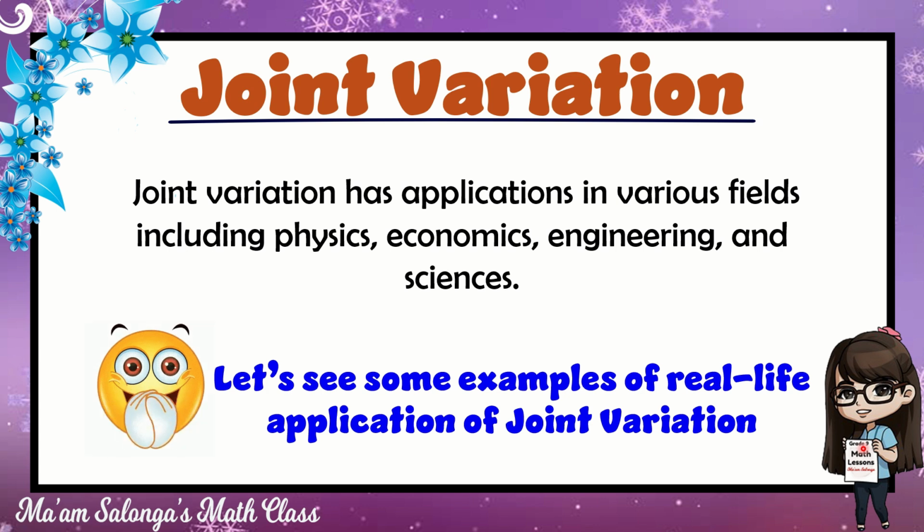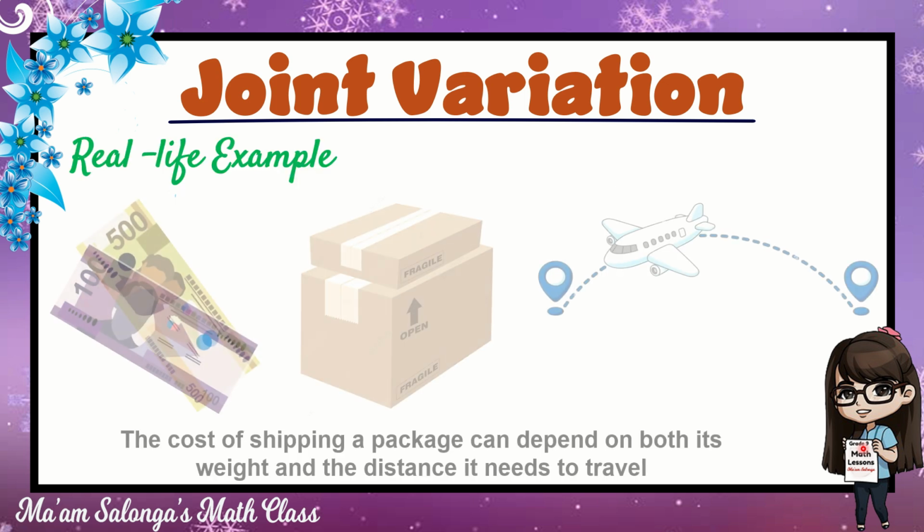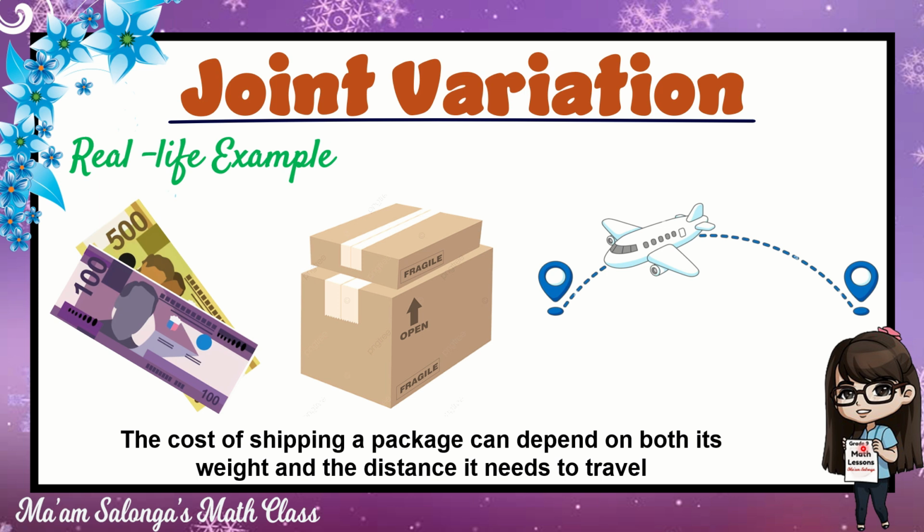Joint variation has applications in various fields including physics, economics, engineering, and sciences. So let's see some examples of real-life application of joint variation. The first example is the cost of shipping a package can depend on both its weight and the distance it needs to travel. So nakadepende ang babayaran natin sa bigat at sa layo ng panggagalingan ng isang package.